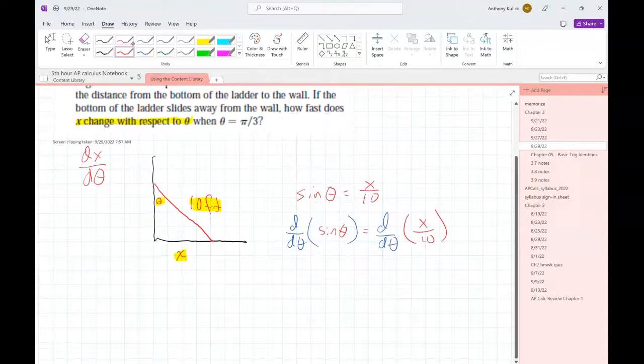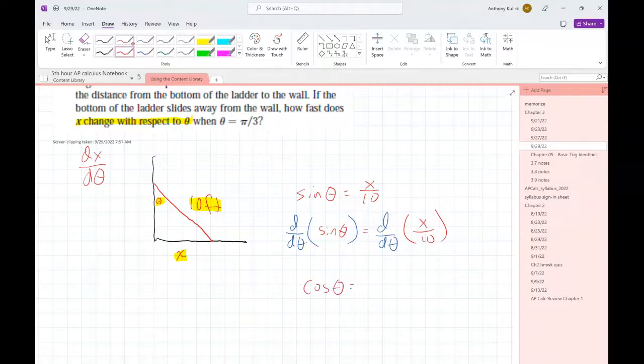Okay. So the derivative of sine is cosine. And the derivative of x over 10 is 1 over 10. But there's something else we need here. Notice here, when I differentiated, the variable with respect to which I differentiate is the same. But here, it's different. In that case, I'm going to be generating an extra term. That extra factor would be dx d theta, which in fact is what we're looking for. Okay with that?